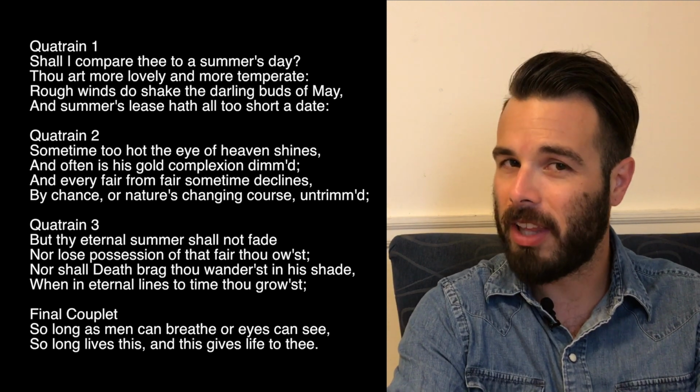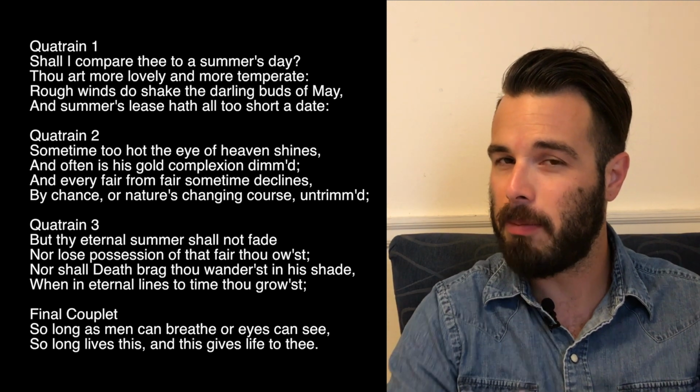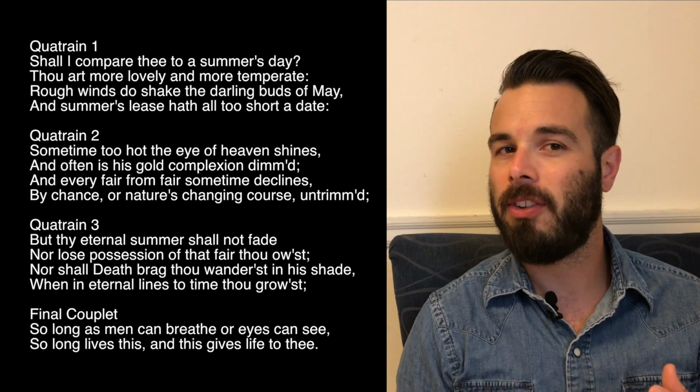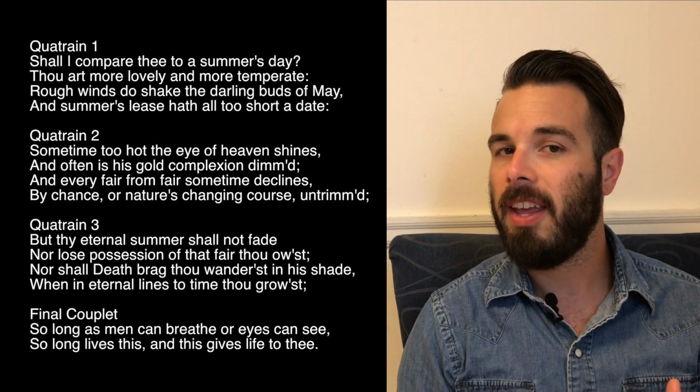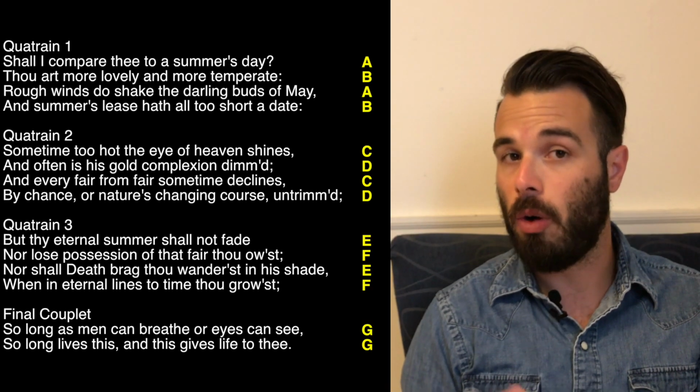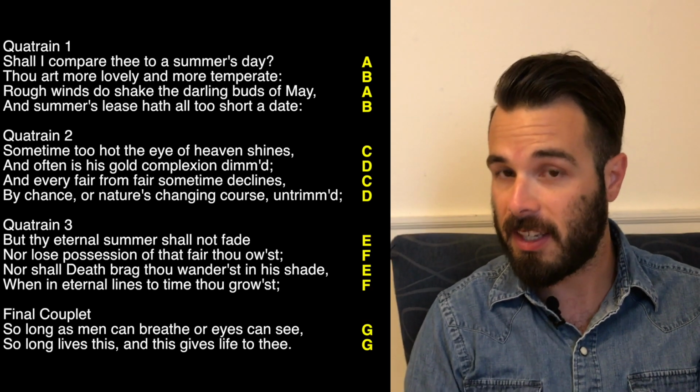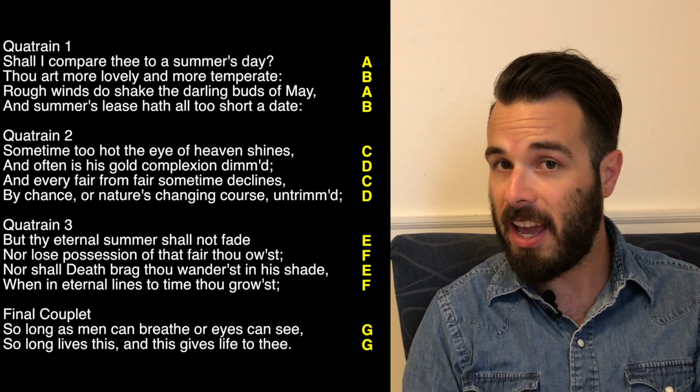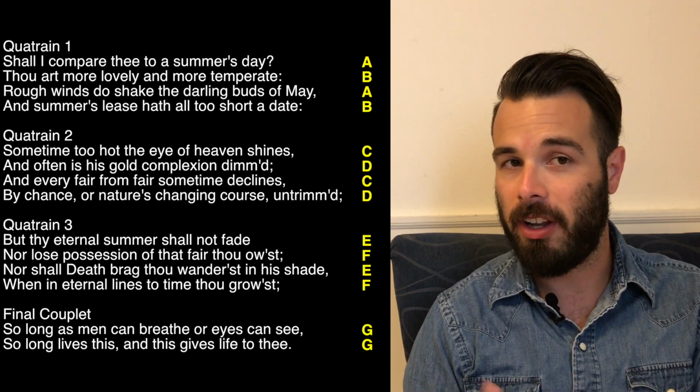We typically use letters to indicate matching rhymes. It's a bit of literary algebra. For instance, the rhyme scheme of quatrain 1 in Sonnet 18 is as follows: A, B, A, B. And you would go on to the next lines with C, D, C, D, and E, F, E, F accordingly. You can see it here in Sonnet 18.